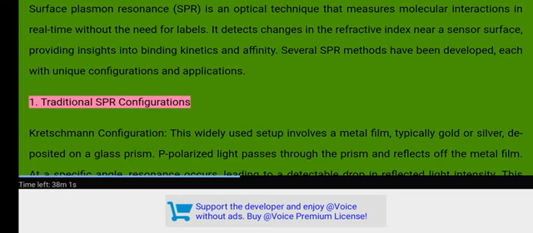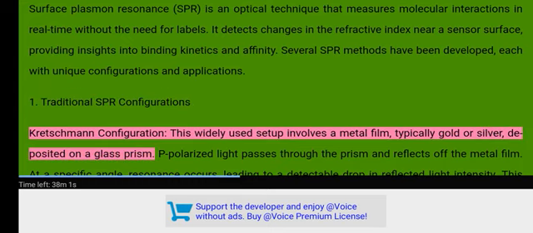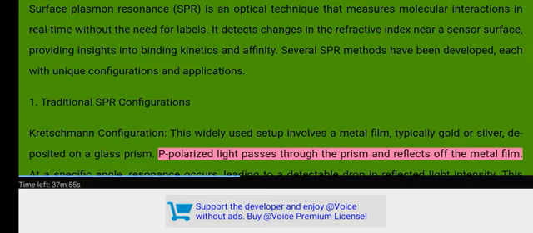1. Traditional SPR configurations. Kretschmann configuration. This widely used setup involves a metal film, typically gold or silver, deposited on a glass prism. P-polarized light passes through the prism and reflects off the metal film.